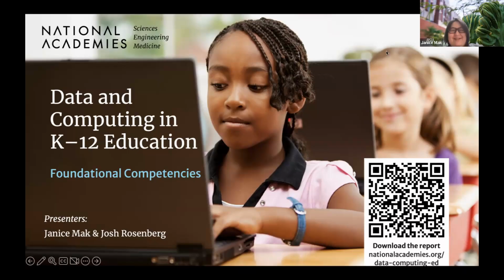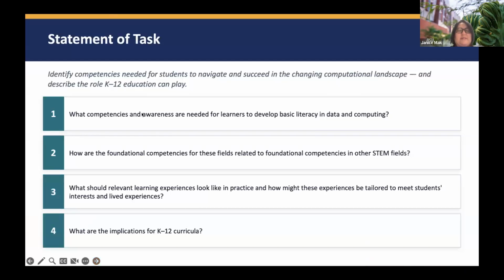Yeah, so we will go ahead and get started, and then we'll stop and pause and have some conversation. But you can see where you can download the report right here. There's a QR code, so feel free to download that or read it online. And we are excited to present to you the Data and Computing in K-12 Education Foundational Competencies.